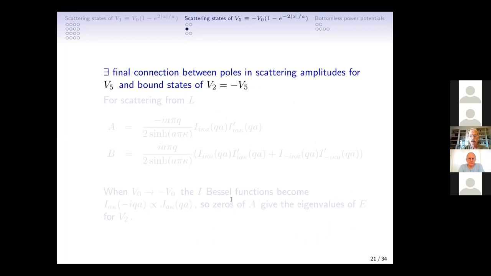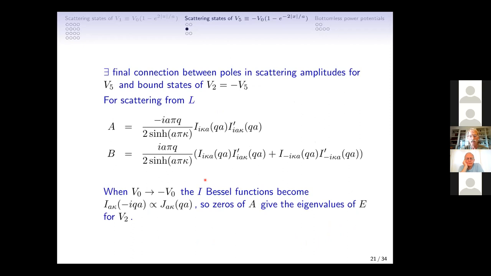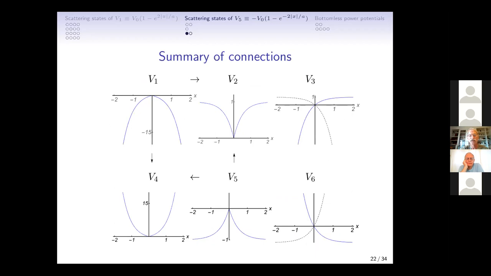And finally, again, you can look at the scattering amplitude, you can change the sign of the potential and look for poles. Let me not go through this. It's the same story though: you change I's to J's and you get eigenvalues of the other potential. So to summarize this whole section, we've got these six different potentials which are interconnected.